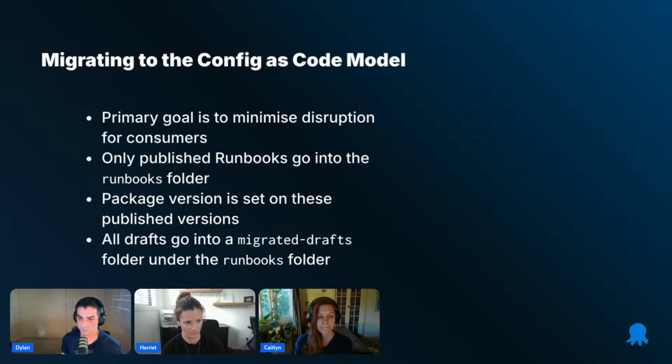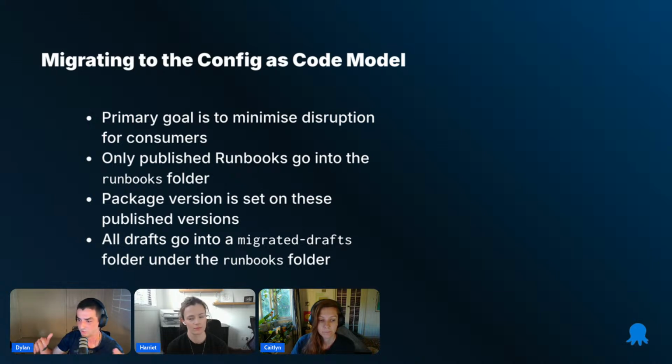To do this, we only put all of those published versions of the runbooks in that runbooks folder when you migrate. So that's runbooks that were published. It doesn't include any changes that were made after they were published, and doesn't include any runbooks that were never published. So you would have seen, if you had a keen eye, in Caitlin's demo, one of those runbooks disappeared, and that was one that never had a published version.